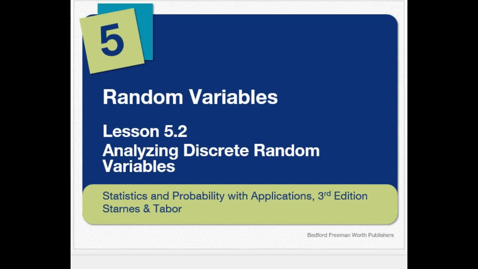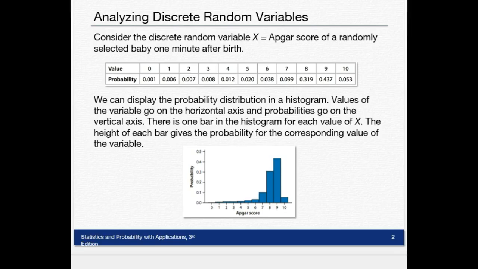All right, in 5.2, we're going to talk about discrete random variables and how we analyze them. Okay, so here's an example of a discrete random variable.